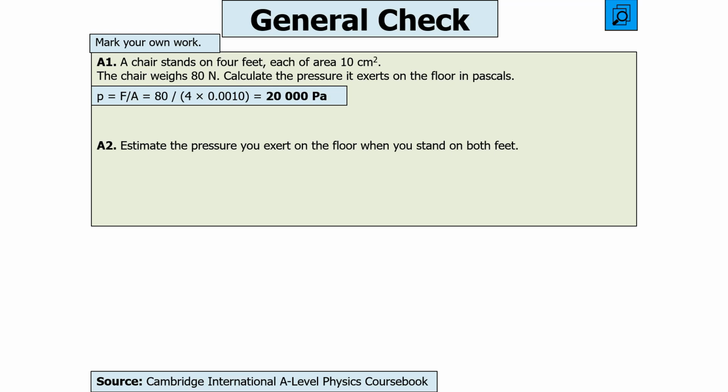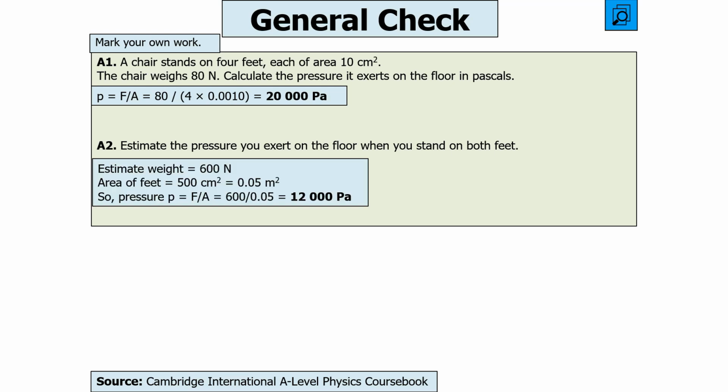In this next question, you've got to estimate values. It's very important in physics. So we can estimate the weight of a human to be around 600 newtons, and the area of a foot to be about 0.05 meters squared. So therefore, pressure is going to be force over area. So 600 over 0.05 is 12,000 pascals.